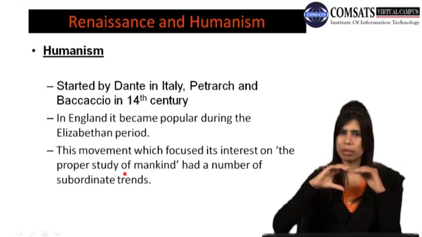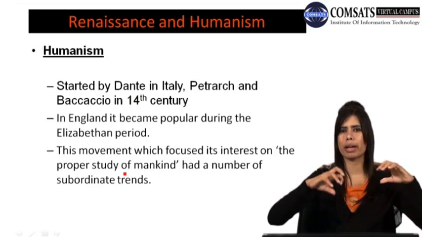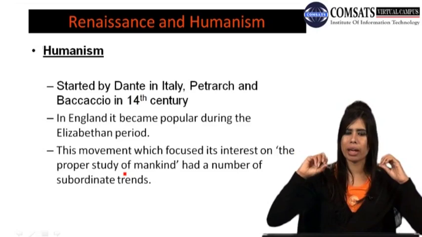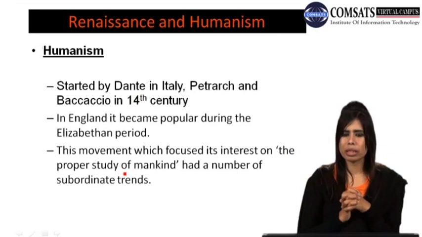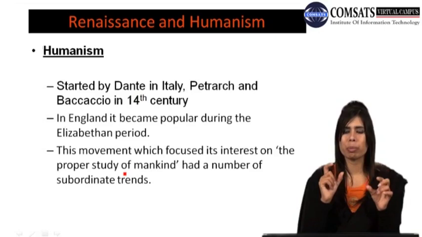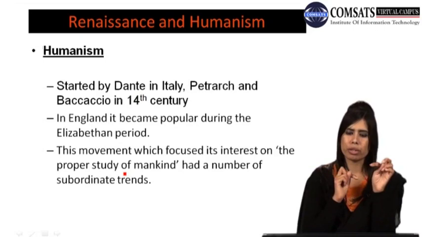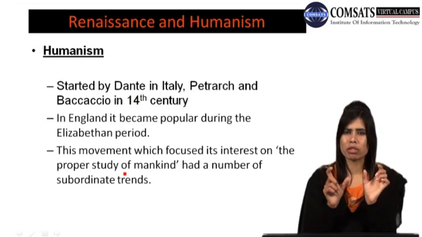My dear students, here you can see that the Renaissance movement, which was going on in Italy, had an effect of humanism as well, fine? The movement, which focused its interest on the proper study of mankind, had a number of subordinate trends as well. Basically, man was the central point of this movement, and it had many subordinate trends. So this was the basic trend of that movement. Okay.